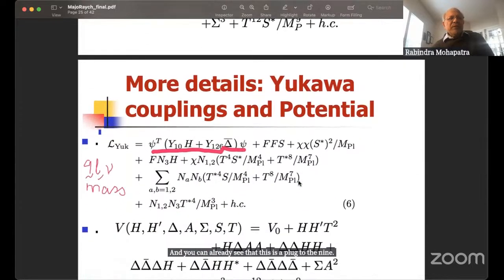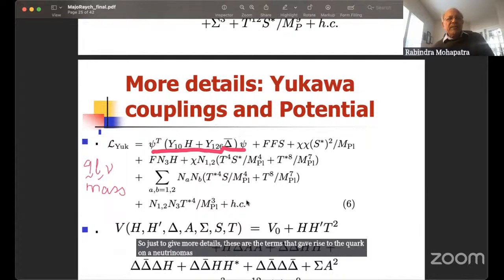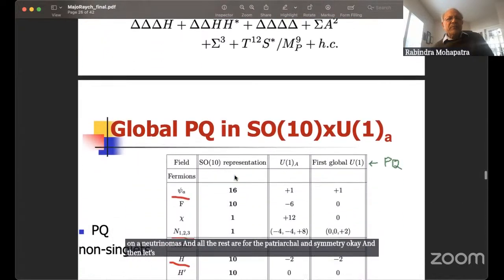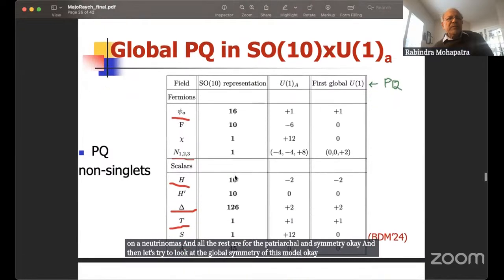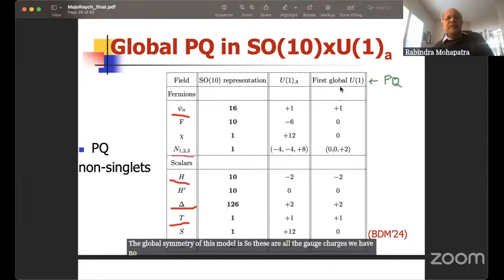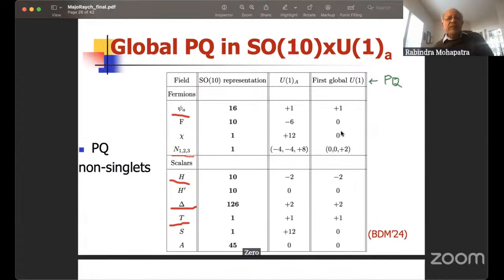So just to give more details, these are the terms that give rise to the quark, lepton, and neutrino masses, and all the rest are for the Peccei-Quinn symmetry. Okay. And then let's try to look at the global symmetry of this model. These are all the gauge charges. We have no freedom here, but this is the global symmetry that we notice this model has, which is plus 1 for the 16, 0 for the 10 fermion, 0 for the singlet fermion, and 0, 0, plus 2 for the right-handed neutrino type fermions, the singlet fermions.